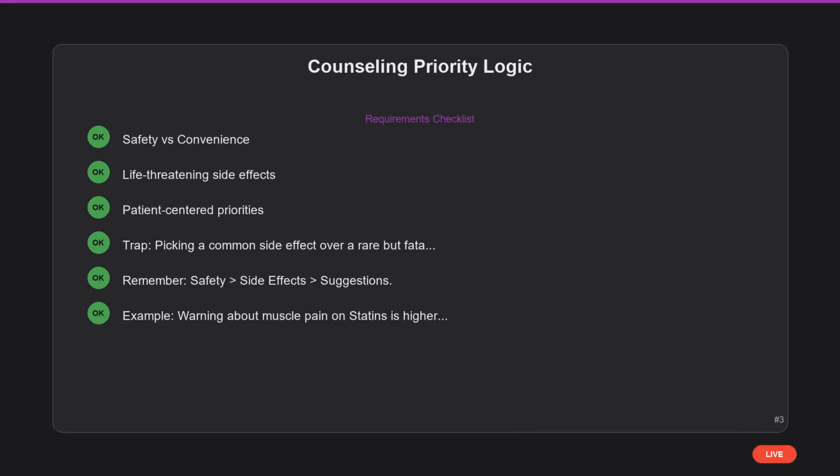Let me put it another way. When asked for the most important counseling point, the examiner will give you 4 correct statements, but only one is the priority. Is it take with food or report a rash immediately? Safety always beats convenience. A rash with lamotrigine could be Stevens-Johnson syndrome. That's a life or death point. Taking it with food is just a tummy ache point. When you're stuck between 2 good answers, ask yourself, which of these prevents the patient from ending up in the ER? That's your winner every single time.